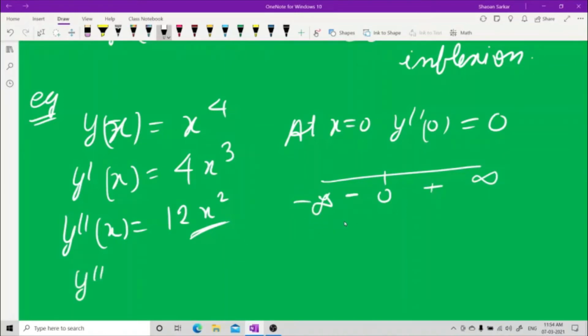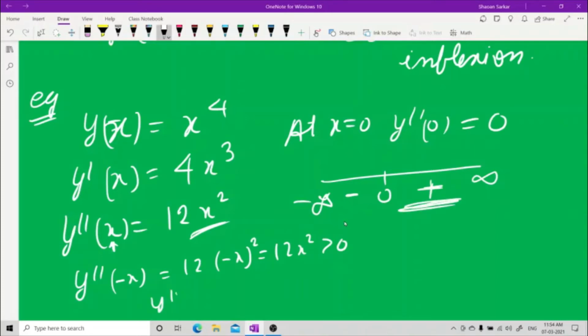So if you take a negative number here, minus x, then 12 minus x whole square is equal to 12x square, and this is always positive. Now if you take a number from this side, y double dash x is always positive. This is also positive. There is no change of sign.